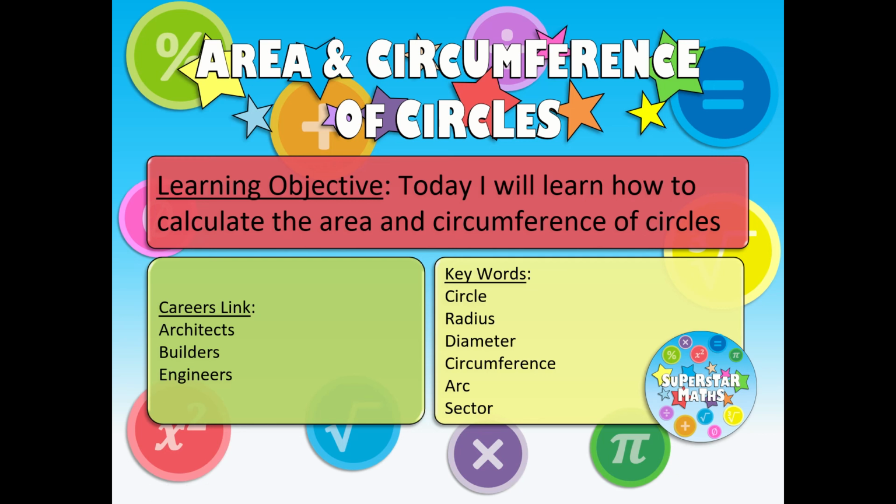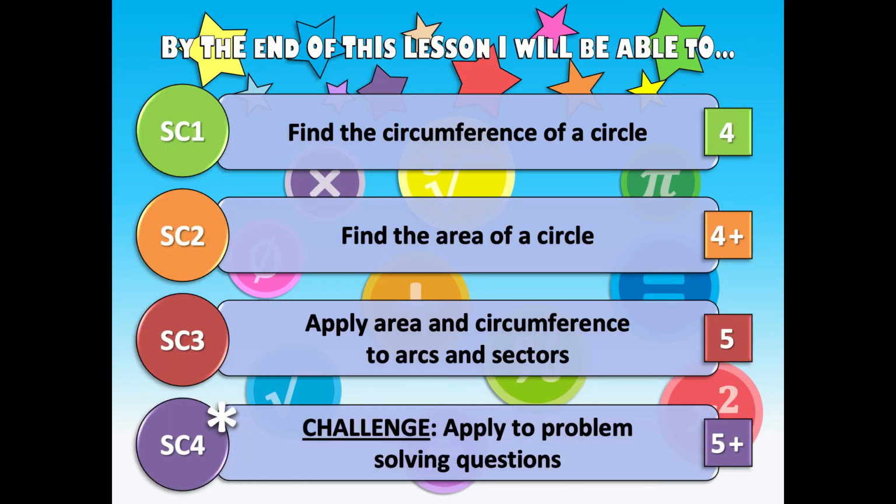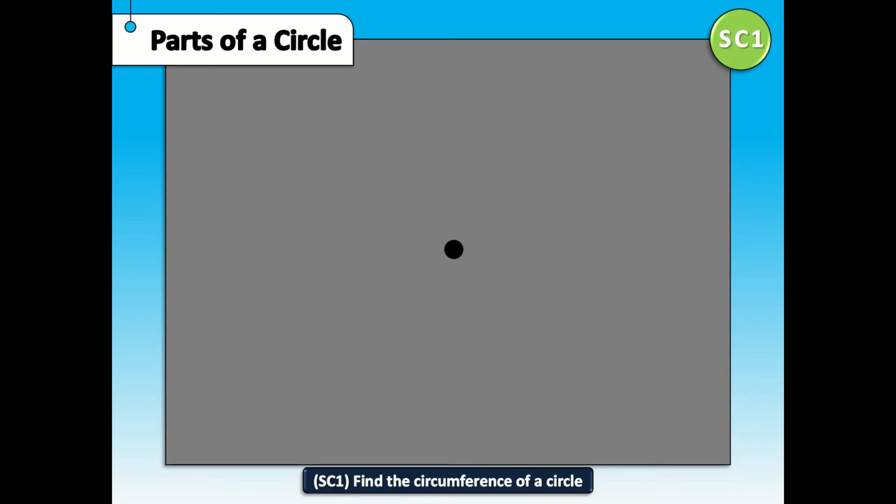Hi guys, welcome back. Today we are going to learn to calculate the area and circumference of circles. We've got 4 success criteria, and the first one is to find the circumference of a circle. Now there are certain parts of a circle that you need to know.